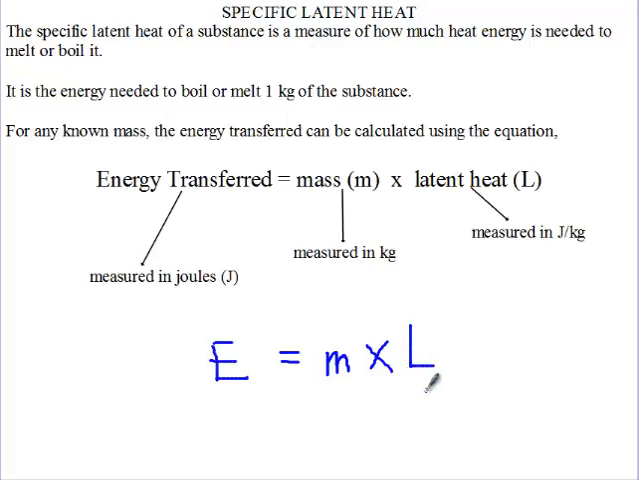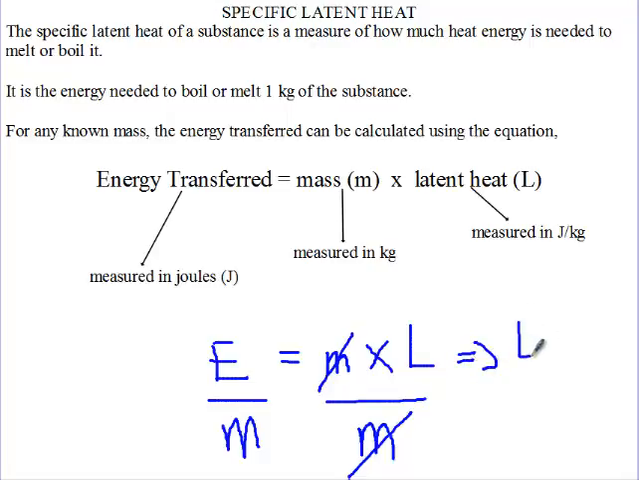So now let's make L the subject of this equation. Now M is attached to this L by multiplication. So in order to get rid of this M, we are going to divide both sides by M. Now this M will take this M away. So eventually we are going to be left with E over M is equal to L.